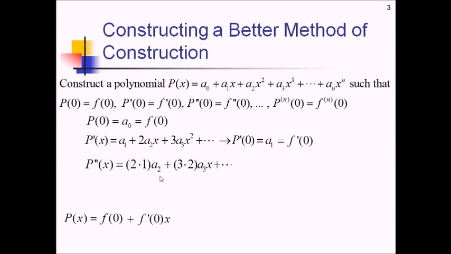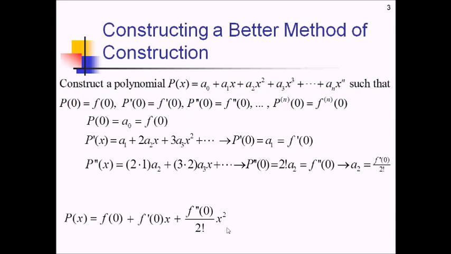But my laziness is kind of taking over at this point. I don't want to keep writing out all these multiplication chains here. I'm just going to write this as 2 factorial a sub 2. But now I see that this has to match f double prime of 0, right? Just like before. So if this is equal to f double prime of 0, that means that a sub 2 really has a value of f double prime of 0 over 2 factorial. Since a sub 2 was the coefficient of x squared, I can now add on the term f double prime of 0 over 2 factorial x squared.